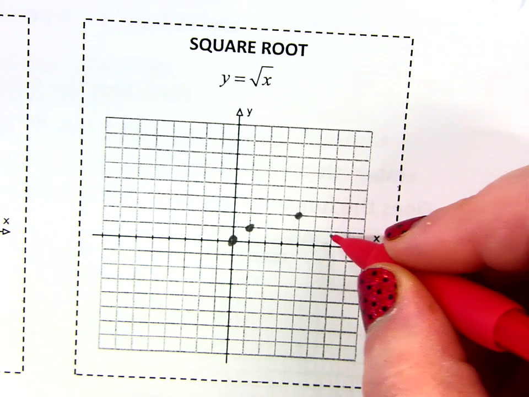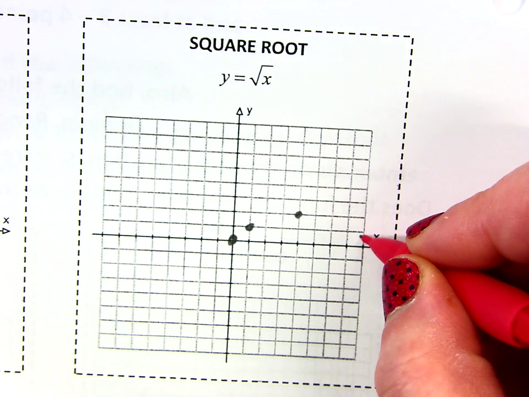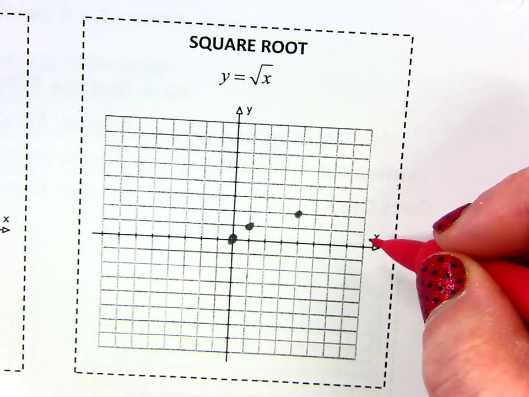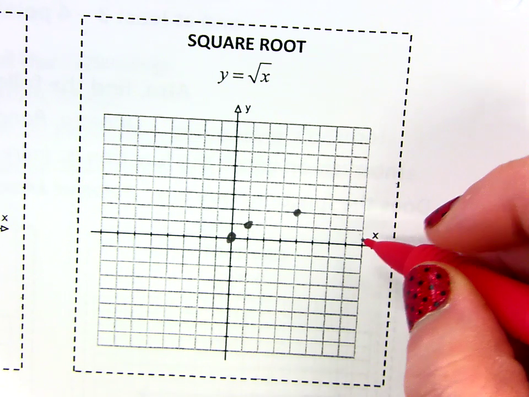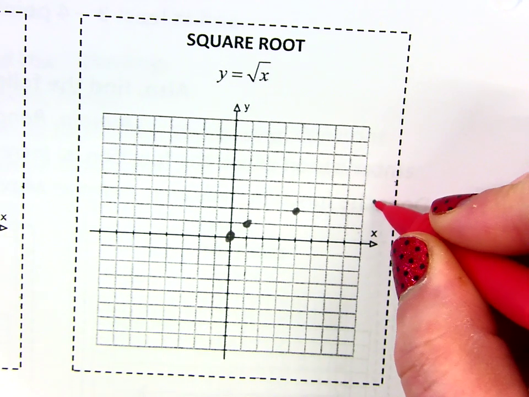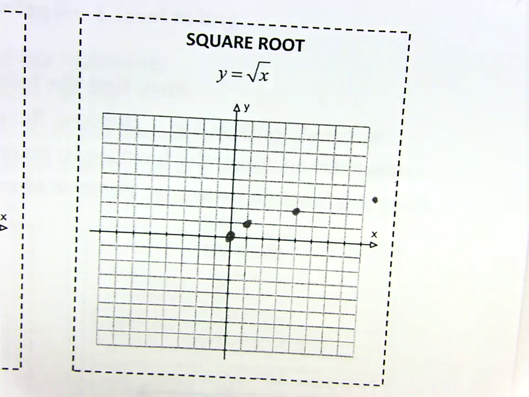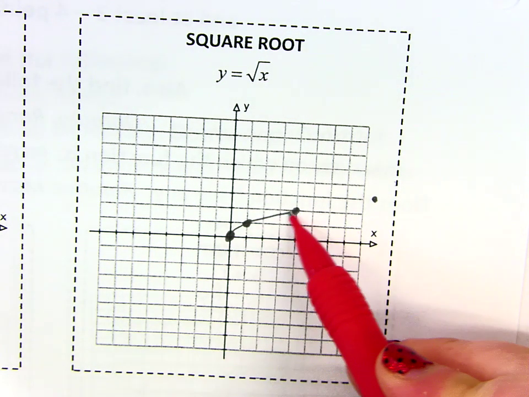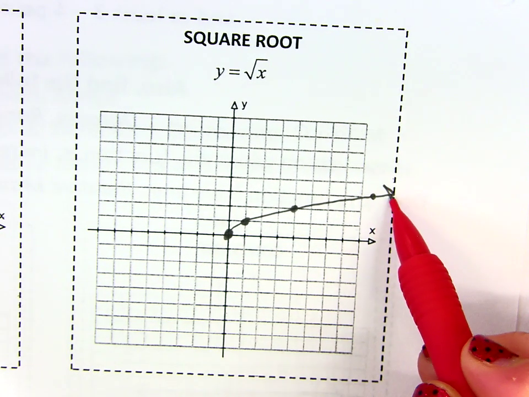I'm not going to plug in 5, or 6, or 7, or 8, but I would plug in 9. What would 9 come out as? 3. That's it. So a square root graph looks like this. Half of a sideways parabola.